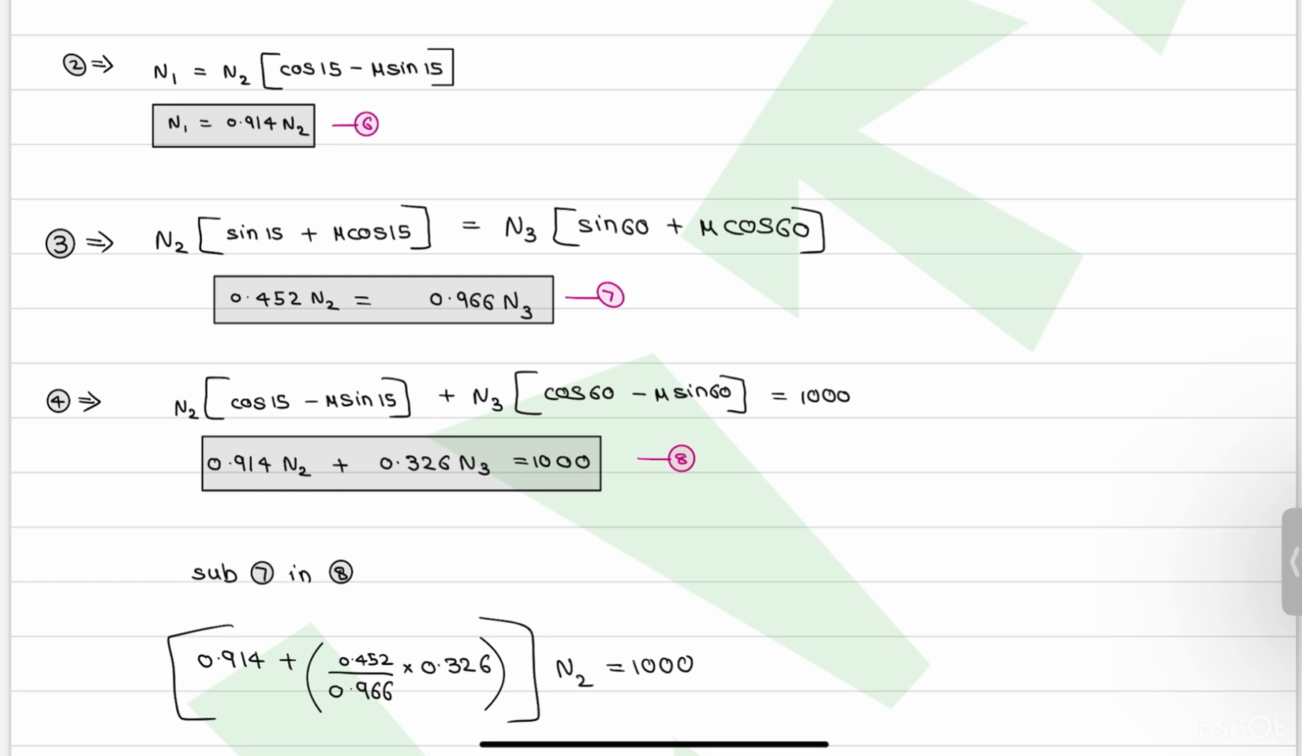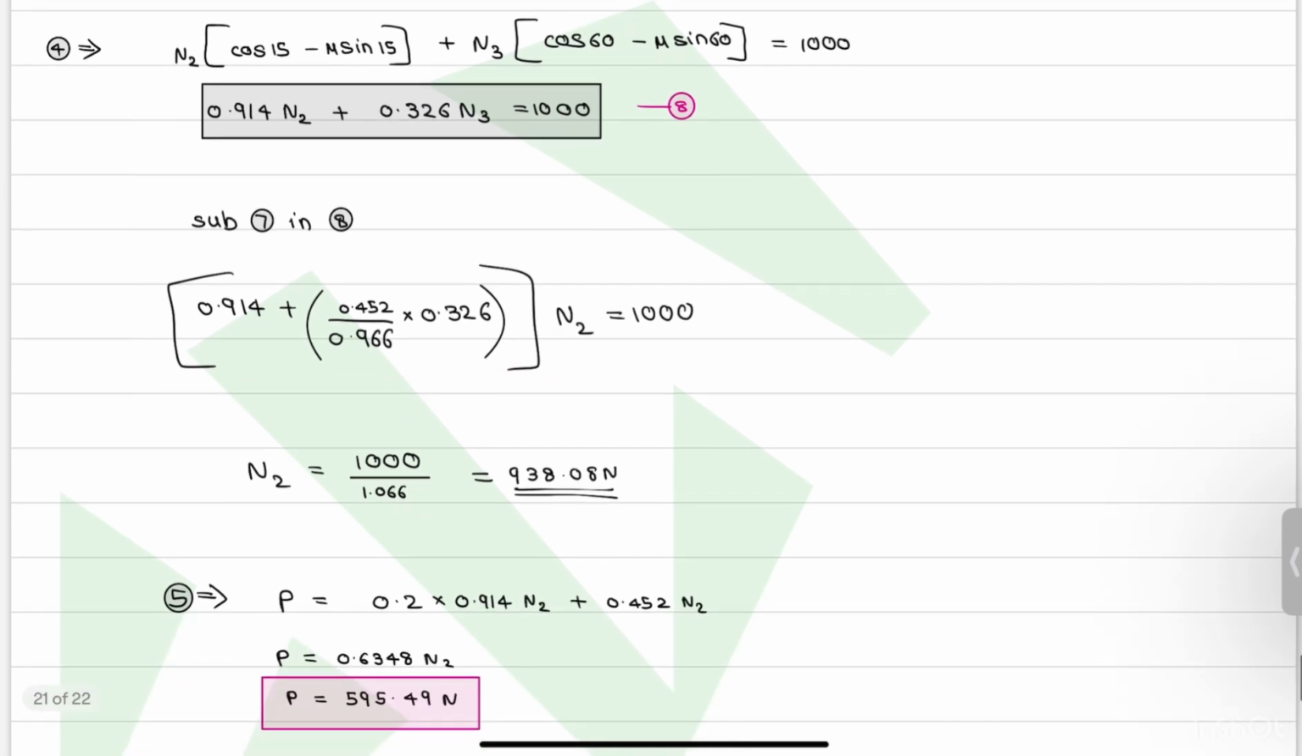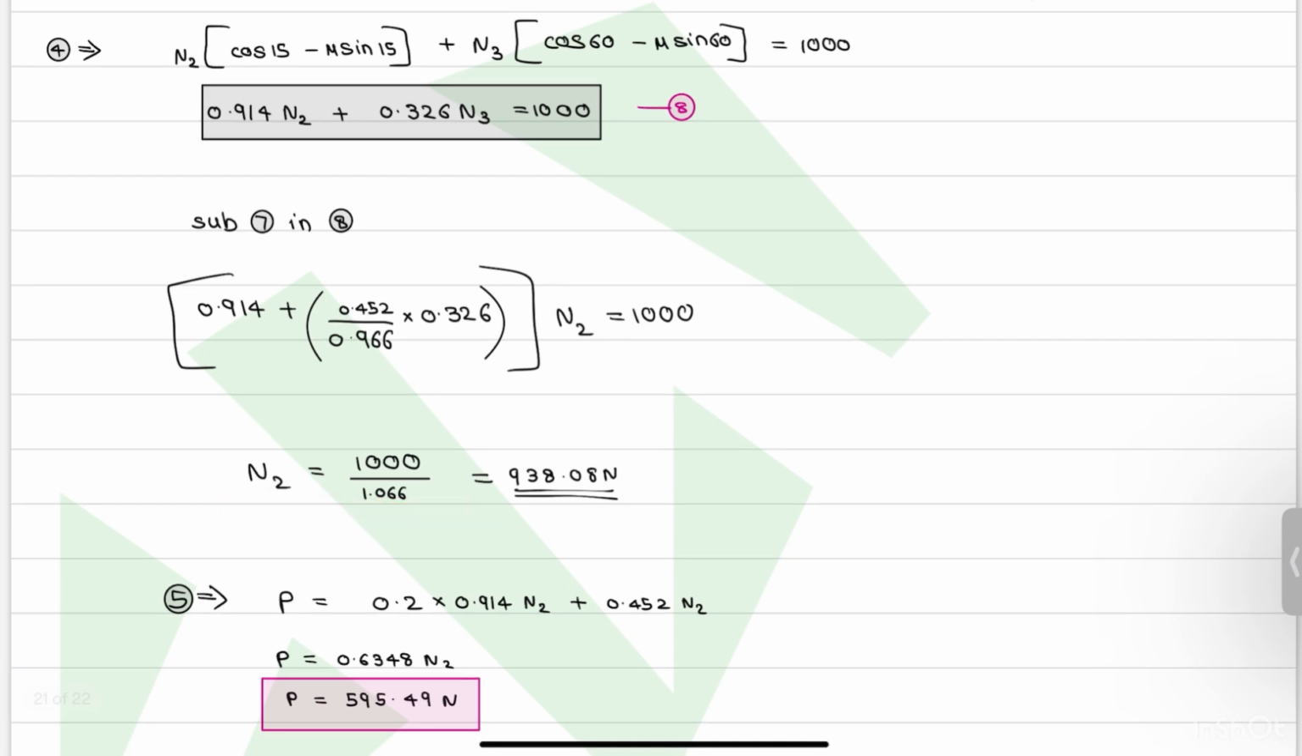Initially we made a relation between N2 and N3, so we substitute this N3 in terms of N2 here. We will get 0.914 N2 plus 0.326 times 0.452 N2, all divided by 0.966. So we will get N2 is equal to 1000 divided by 1.066, which is approximately equal to 938.08 newton. So we got N2.